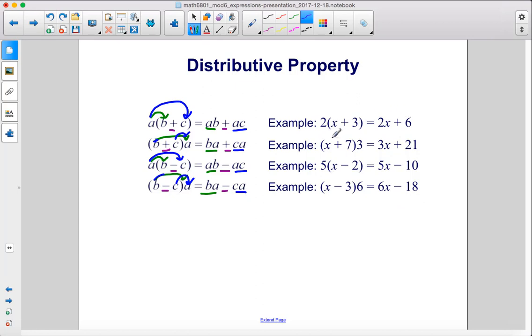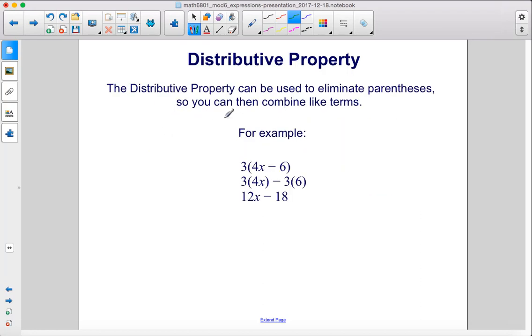So here's the examples of what we've just done. 2 times x gives us 2x, plus 2 times 3 gives us 6. We have x times 3, so 3x, plus 7 times 3, which is 21. Here we have 5 times x, 5x, a minus sign, so you put the minus sign, then 5 times 2, which is 10, and we also have x times 6, which is 6x, a minus sign, and then 3 times 6, which is 18.